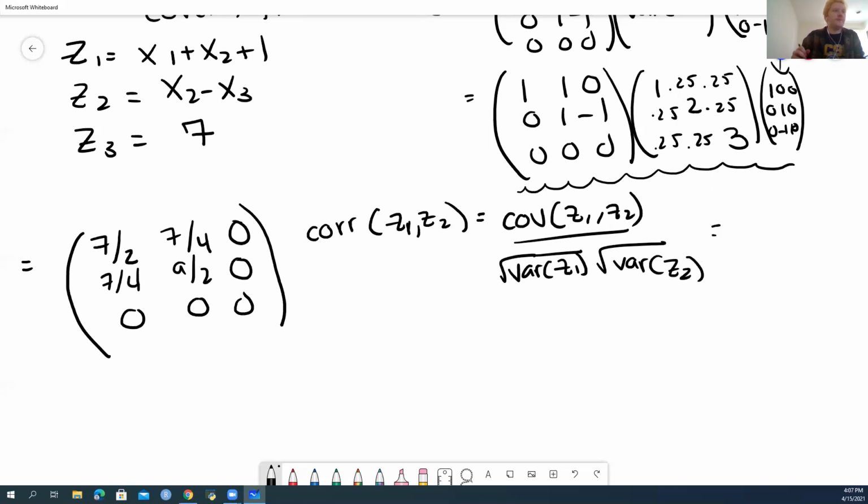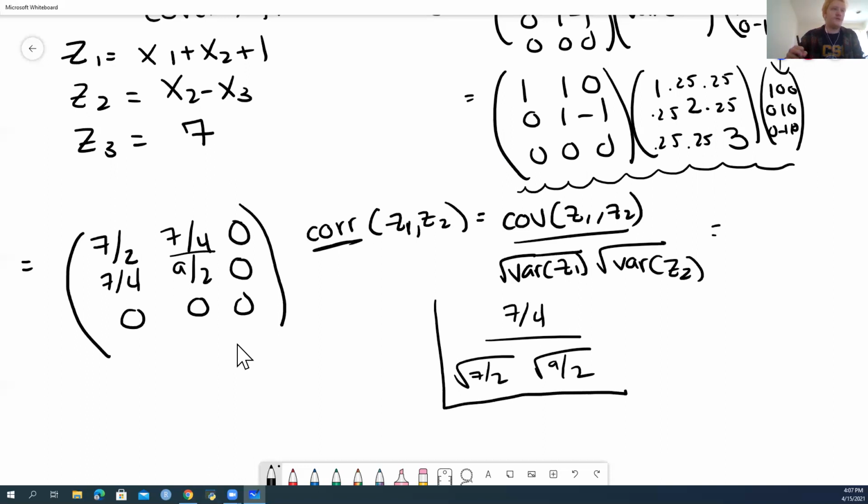So it's just going to be 7 over 4, so that's the covariance, over the square root of 7 over 2 times the square root of 9 over 2. Make sure he wrote correlation coefficient, not the covariance coefficient. Those are two different things. And you can probably simplify this, but I'm not going to. That's that.